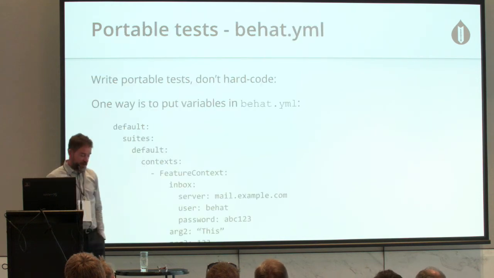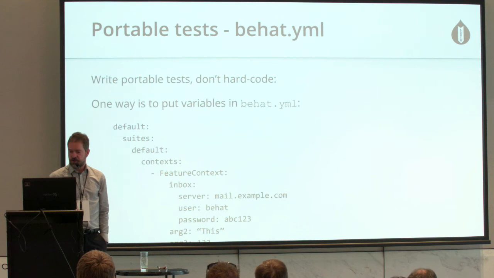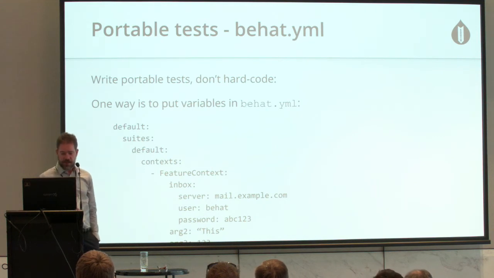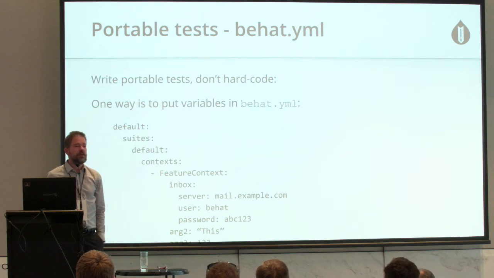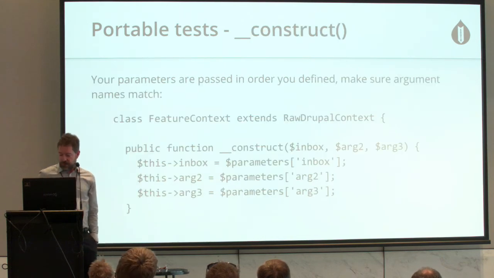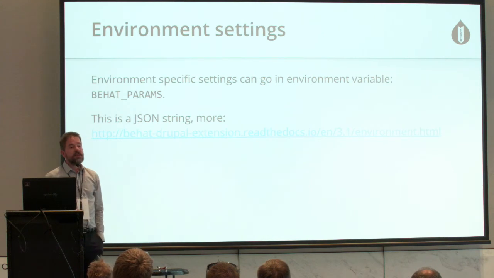Portable tests. Initially you may be tempted to hard code passwords. Don't do that, put them in the behat.yaml file, for example. There are options for that. It's all in the documentation, so I'll just show this. You know it's possible, and you can do it properly. And this is how they get passed in. Another option is a particular environment variable. For sensitive passwords, you can simply set an environment variable, and don't put them in a behat.yaml file, because the behat.yaml file goes into your Git repository. This may be publicly visible and should not have any passwords in there.